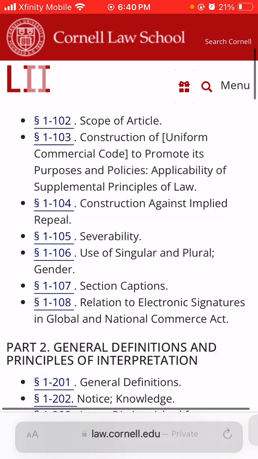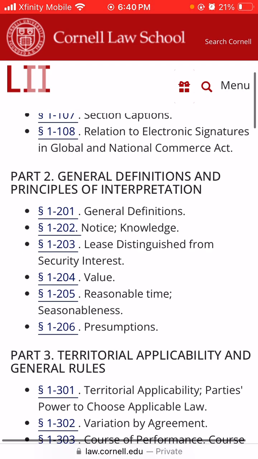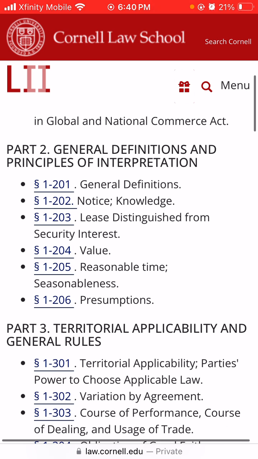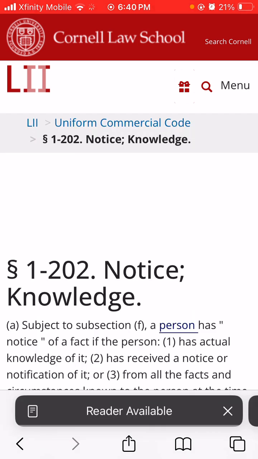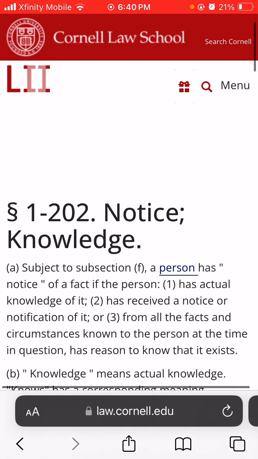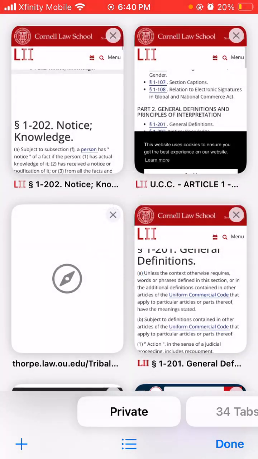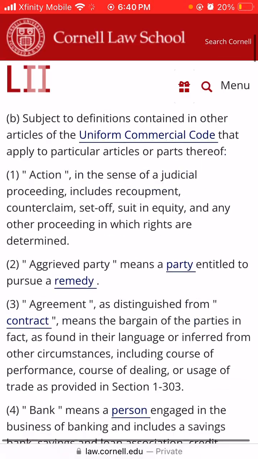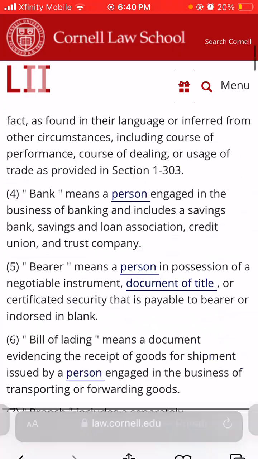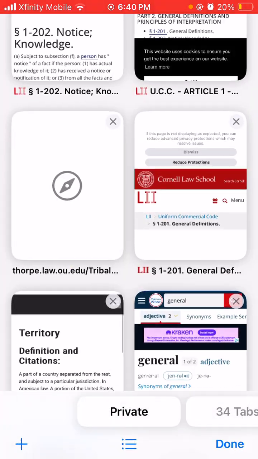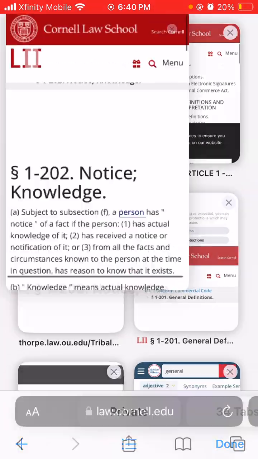So we made it through the general provisions in Article 1. Now we're on Part 2, which is general definitions and principles of interpretation. I normally keep the general definitions open. This is the definitions, right before section 1-202. You want to have this up when you're reading, so you can have a contextual understanding.